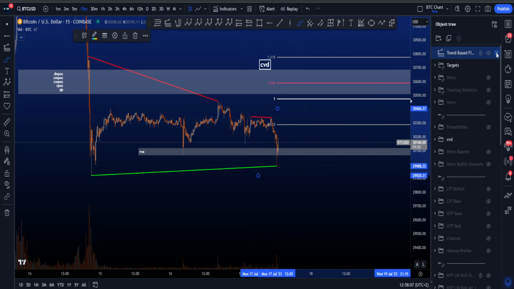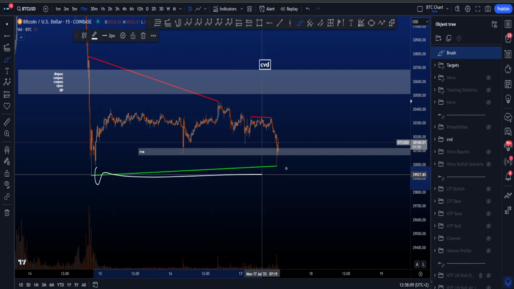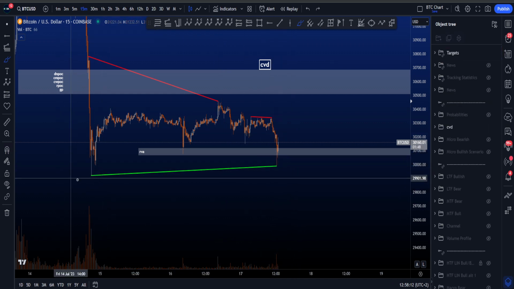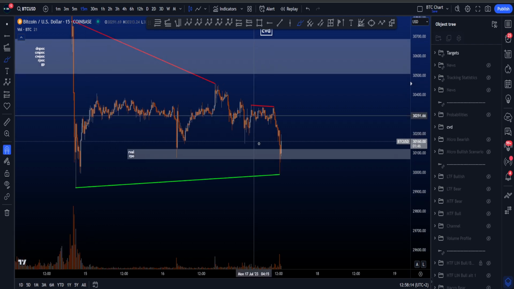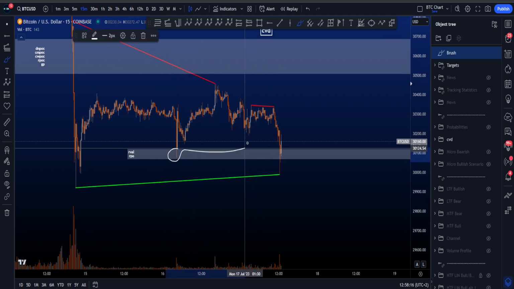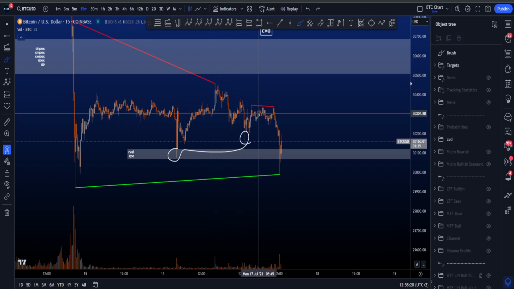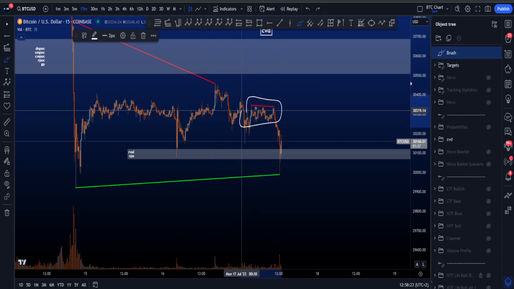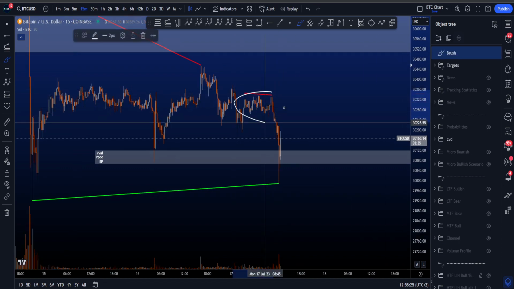If we then look at the CVD divergences, we have bullish CVD divergences now between the new low and the low over here. We did have previously bullish divergences between these two lows over here, with the target then being this one over here. However, in the meantime, price was generating bearish CVD divergences in this range over here.